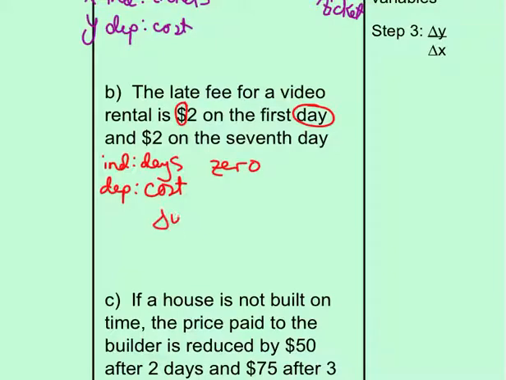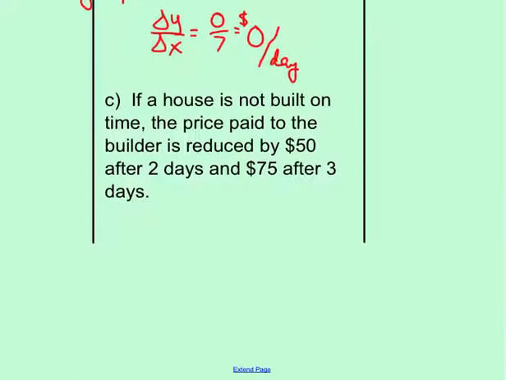If we do change in y, remember x is independent, y is dependent, the change in cost is 0 from the 1st to the 7th day, so it costs an additional $0 per day that it is late. The late fee is constant. Last example. So we've got a house. If a house is not built on time, the price paid to the builder is reduced by $50 after 2 days and $75 after 3 days. Reduced. So we need to keep that in mind.